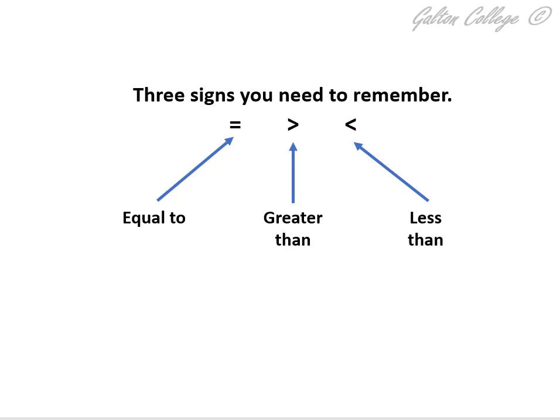These are the three signs you need to remember. On the left we've got equal, equal to. That's very important and it's quite common. This one here may be new for some people. This one is greater than, and this one here is less than. Just remember which way around they're pointing. That's greater than, less than.